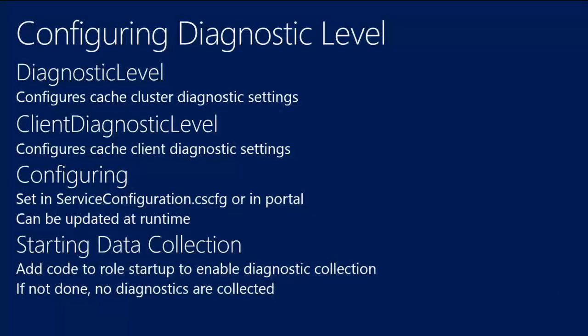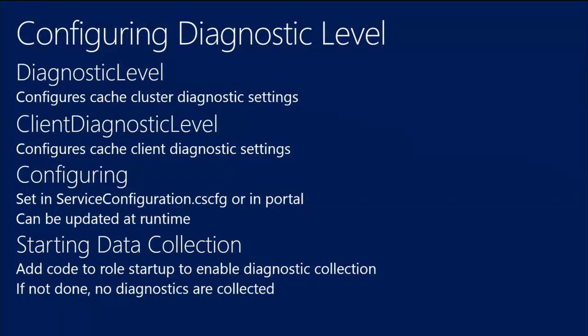Now, I just said there was a single diagnostic level, but there actually are two. There's the diagnostic level, which is for the cache cluster diagnostic settings, and then there's the client diagnostic level, which is for the client diagnostic settings. You can set that in the service configuration, or you can set it in the portal. What's really cool about this is you can update it at runtime just by uploading a new service configuration, or you can go onto the portal and change it right there, and that change will be picked up, and you'll start to get increased data collection. All the data goes into the storage account that you've configured for diagnostics.